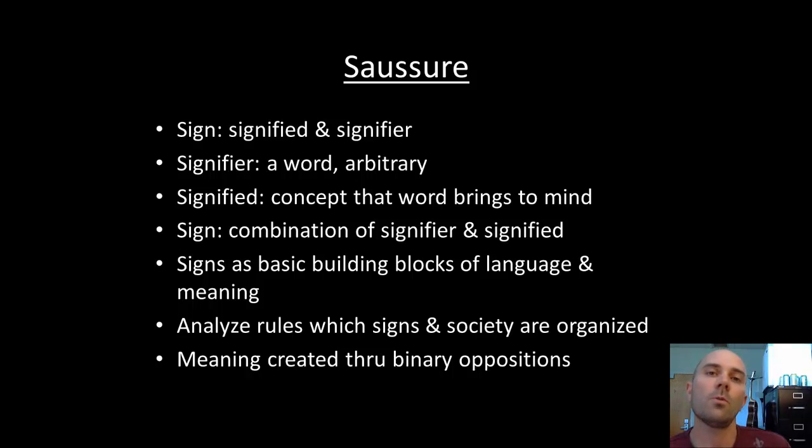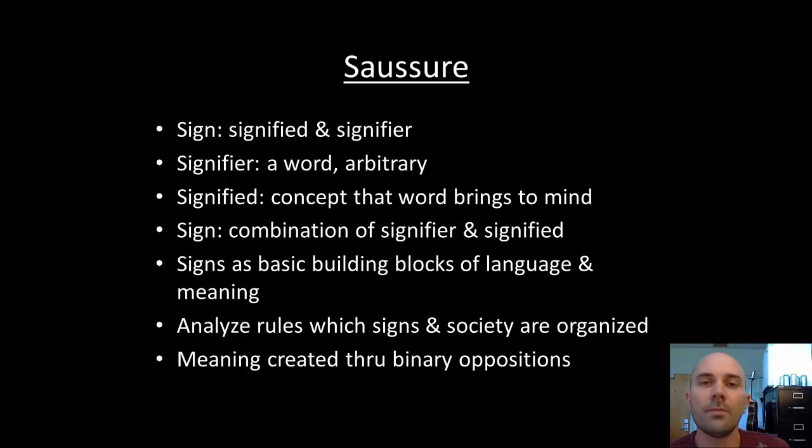We know that words are arbitrary because there's a variety of different languages, right? We have the word for tree in the English language, and the Spanish language has a different word, the French language, and so on and so forth. So we know because of this that words are arbitrary. That's the signifier, the word.